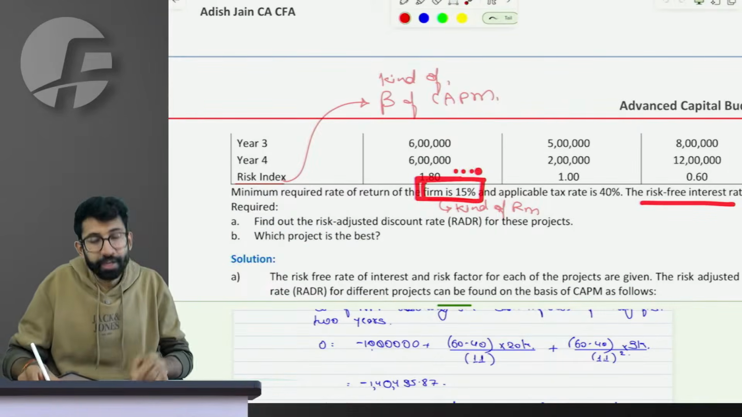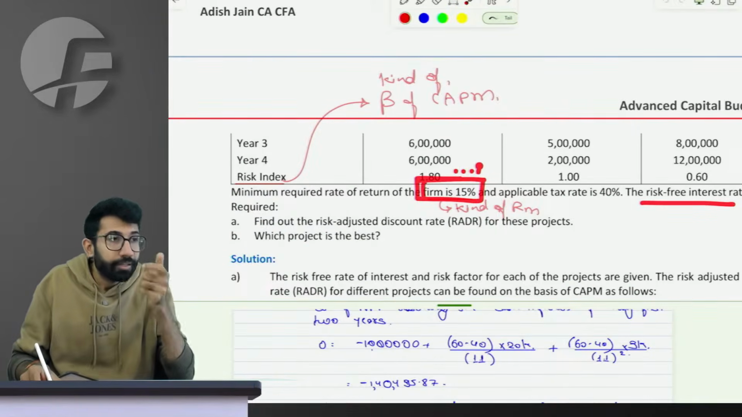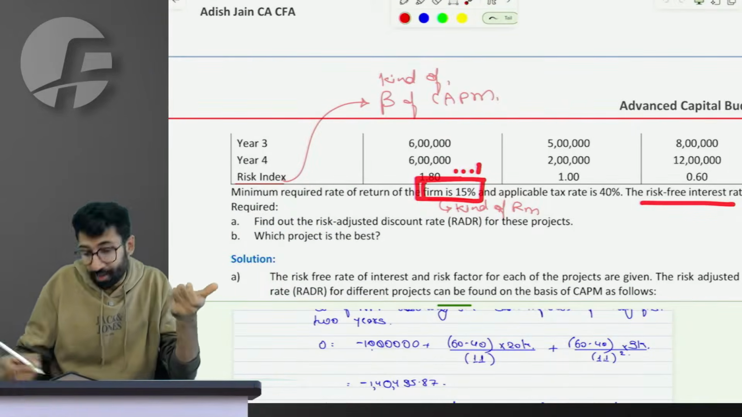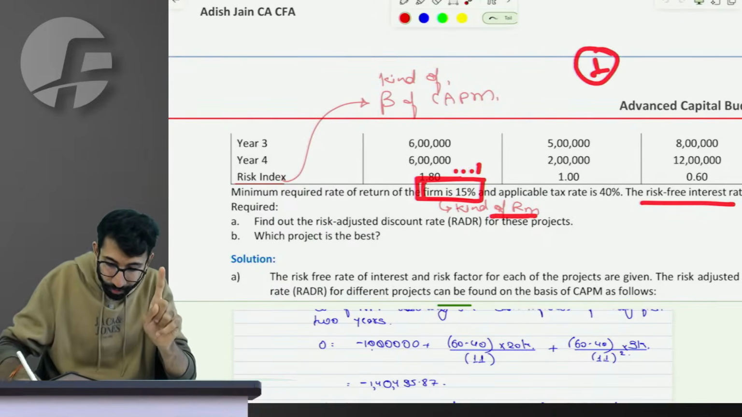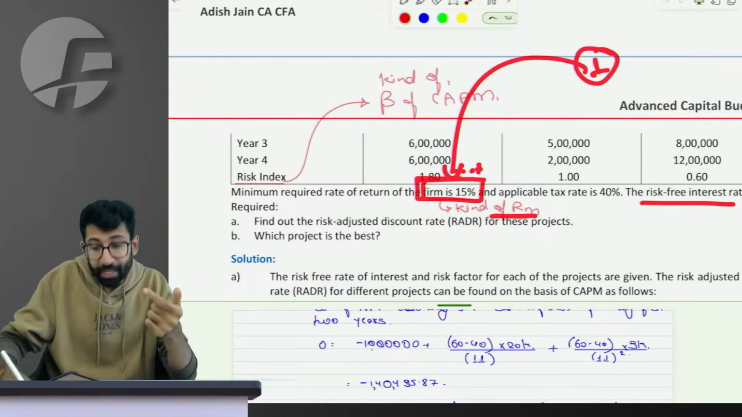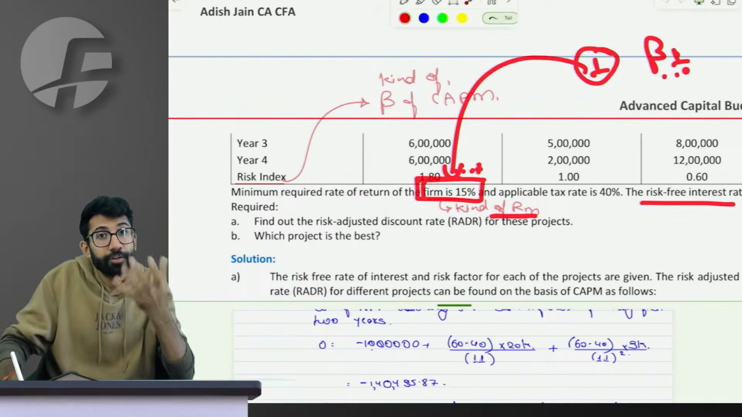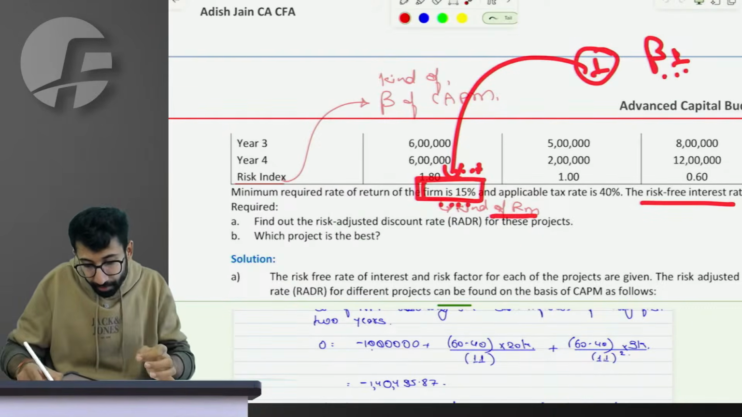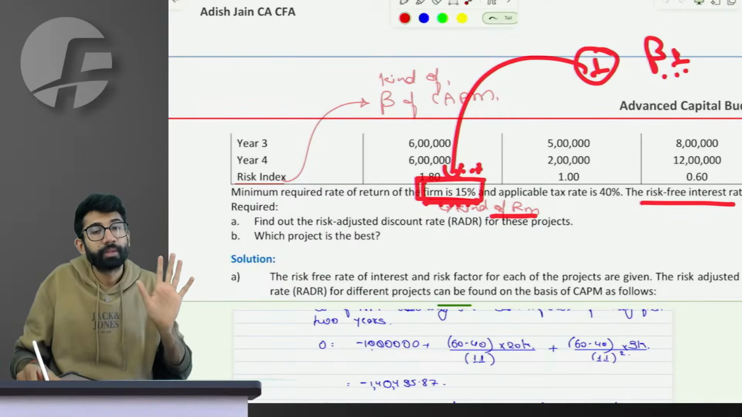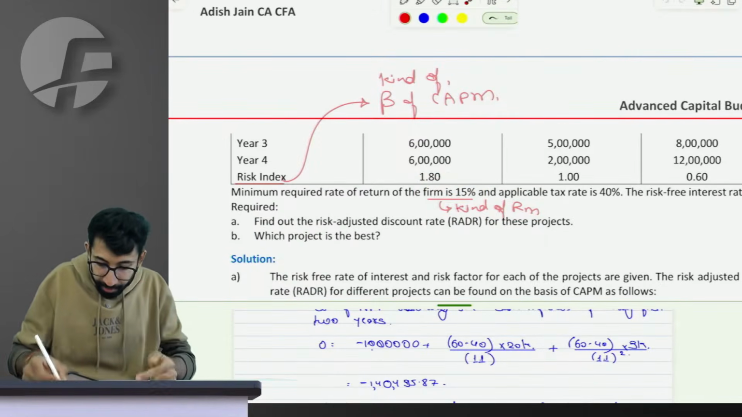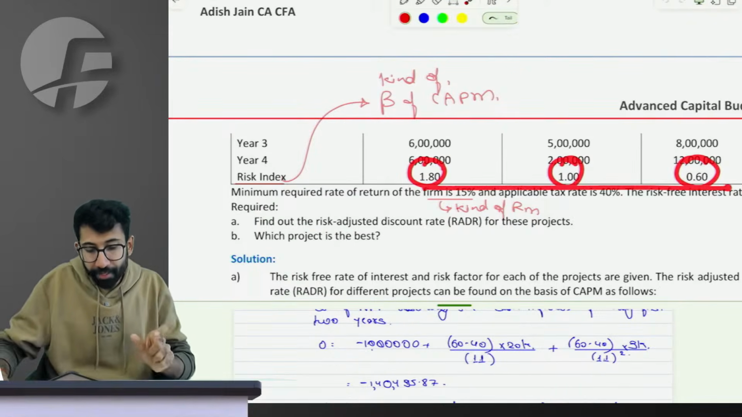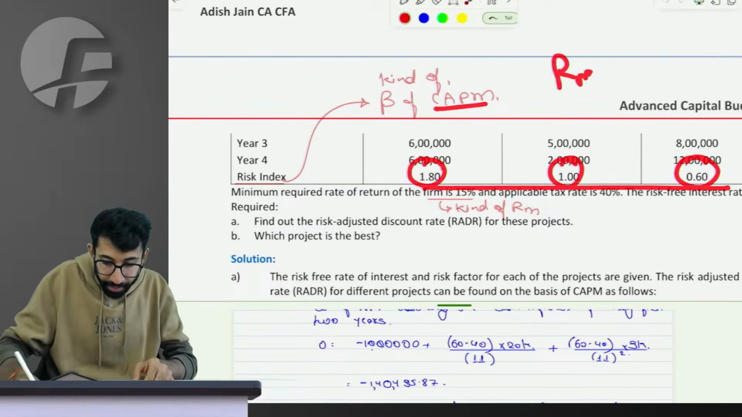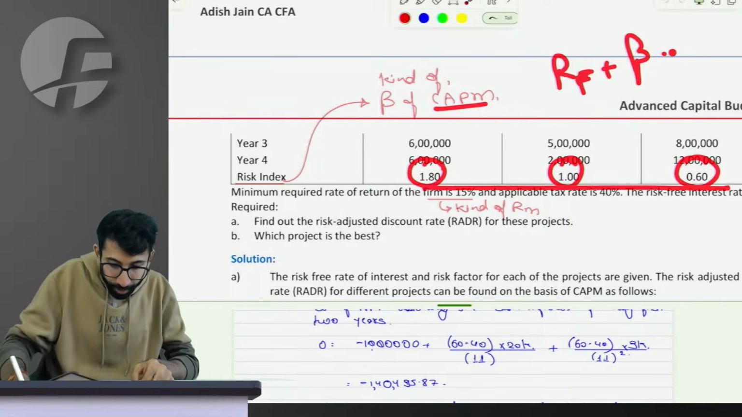15% is the minimum required rate of return from the market, RM. If we have a risk index, which is a beta of 1, meaning risk equal to the market, then the return I need is 15%. However, if my project risk index is 1.8, 0.6, or 0.1, my required rate of return as per CAPM will be RF plus beta into (RM minus RF).